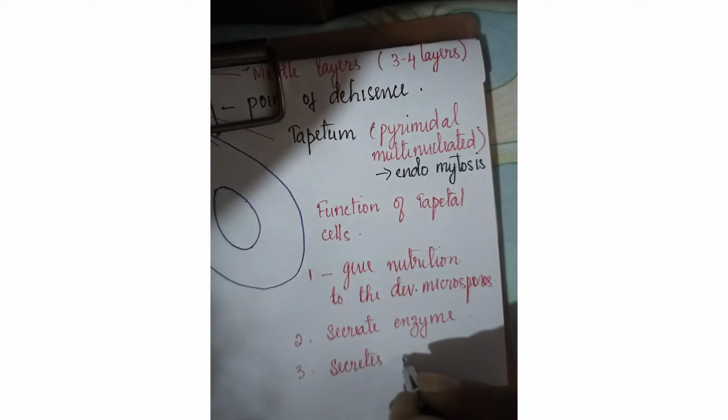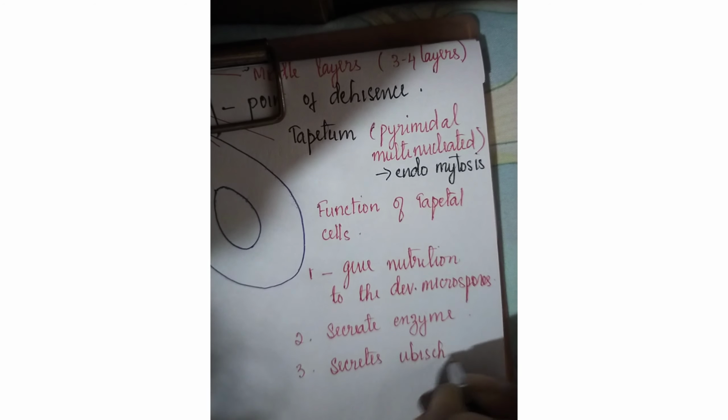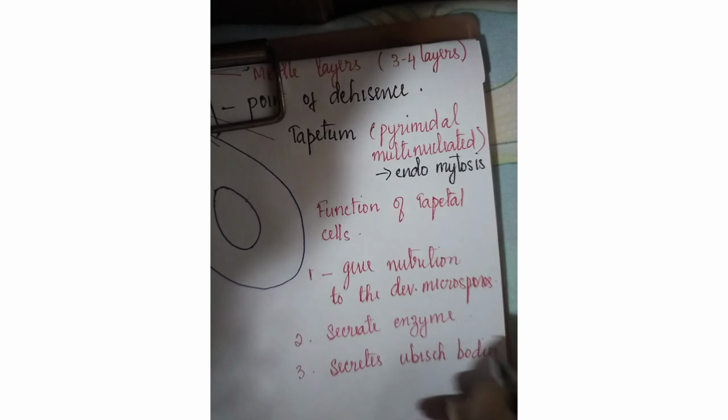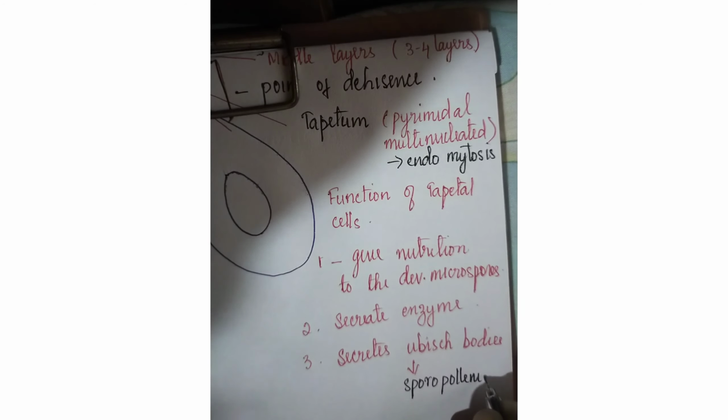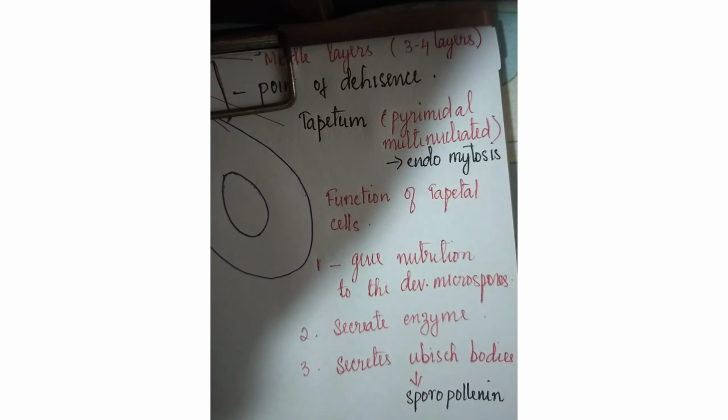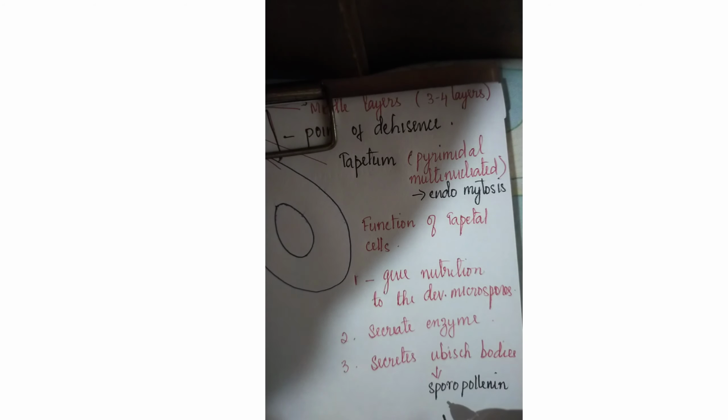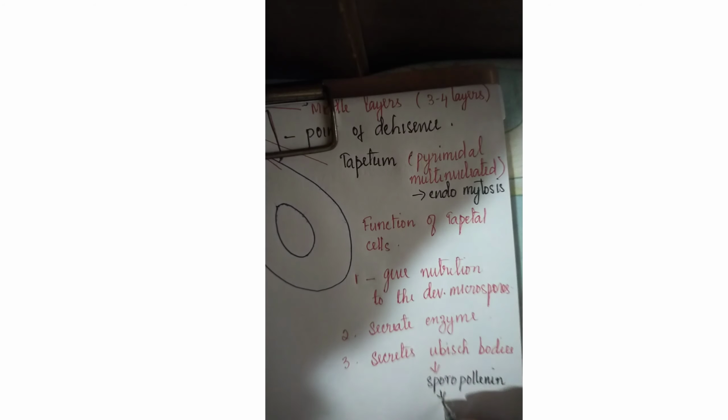And the third one, they secrete ubisch bodies. These ubisch bodies help in the secretion of sporopollenin. The sporopollenin helps in the formation of the outer layer of a pollen grain, which is known as the exine.